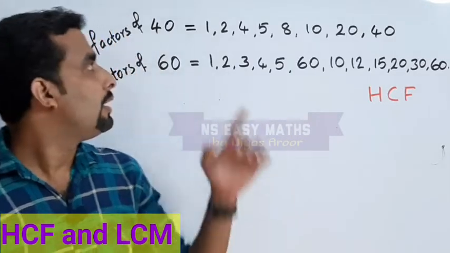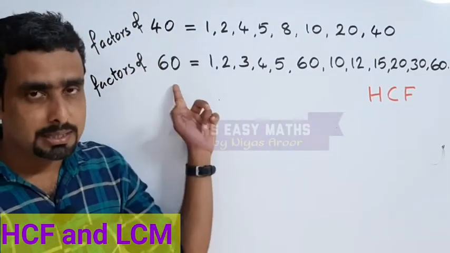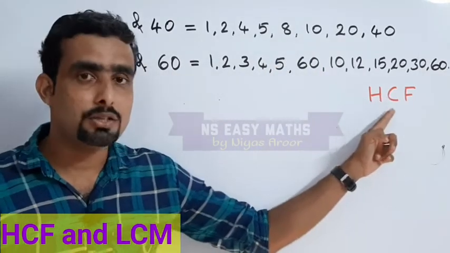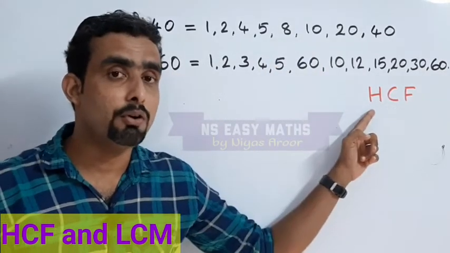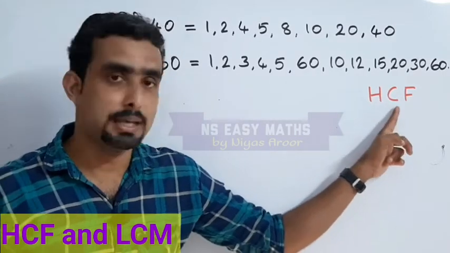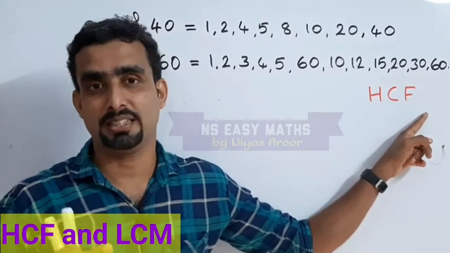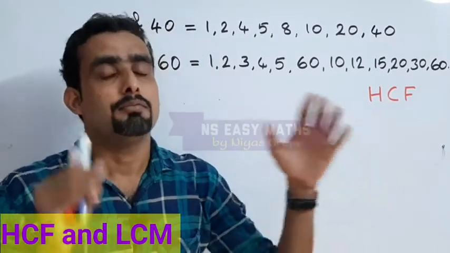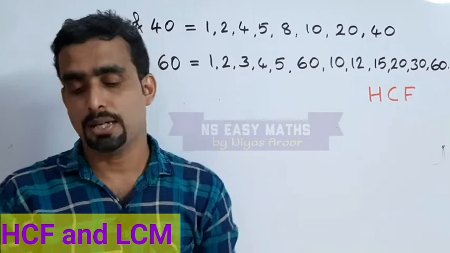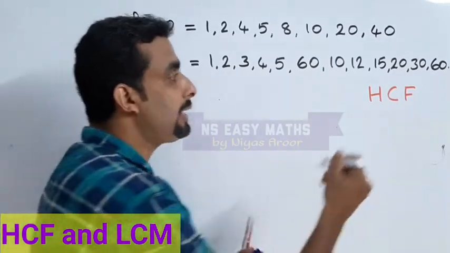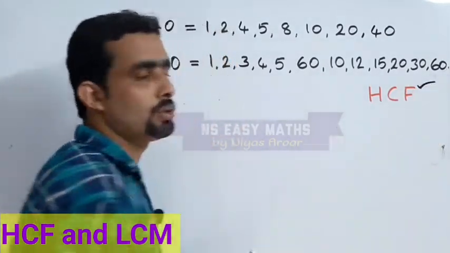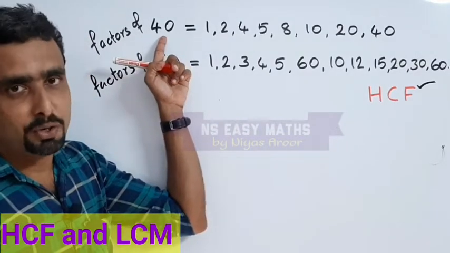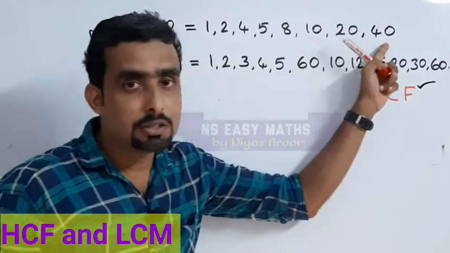For that, we have taken two numbers, 40 and 60. At first we can write the factors. Look at this: highest common factor we have to find. H for highest, the largest, C for common, and F for factors. Before finding the highest common factor, we can find the factors at first. What are the factors of these two numbers? So I have written here the factors of 40.